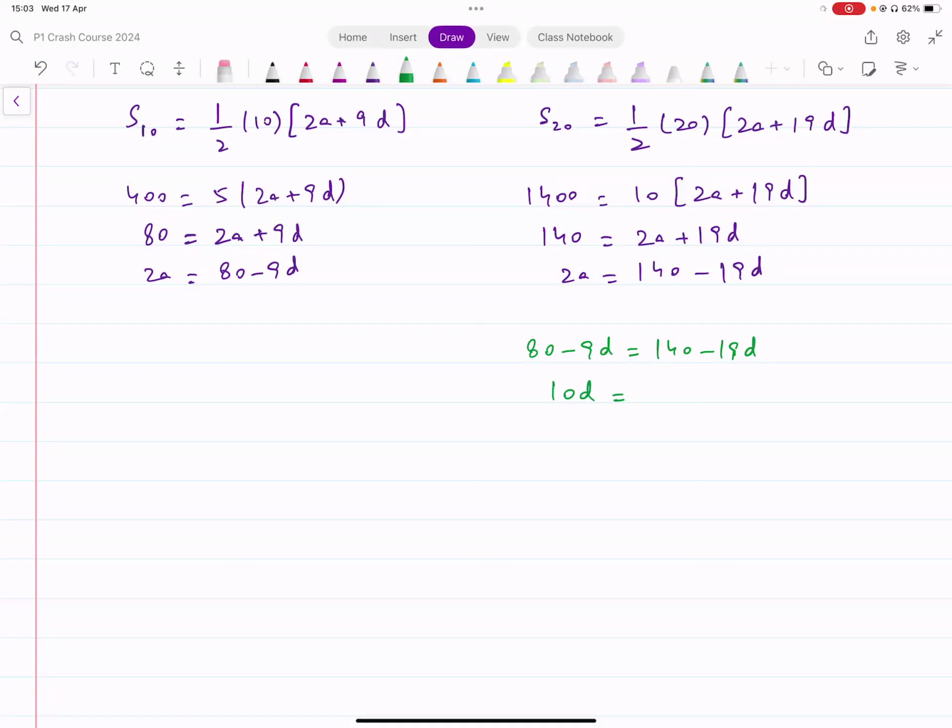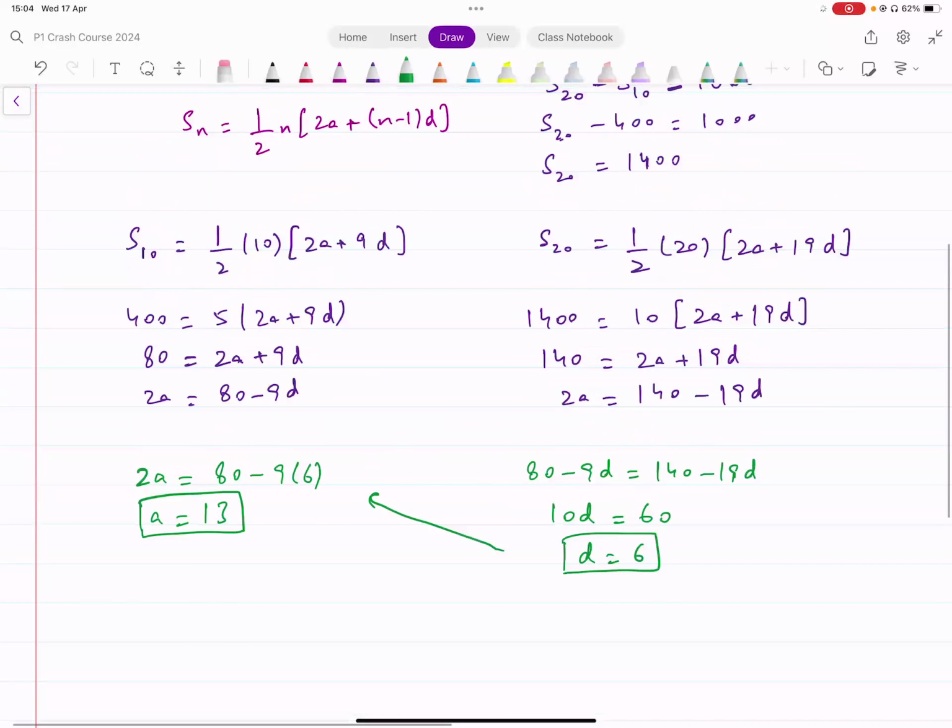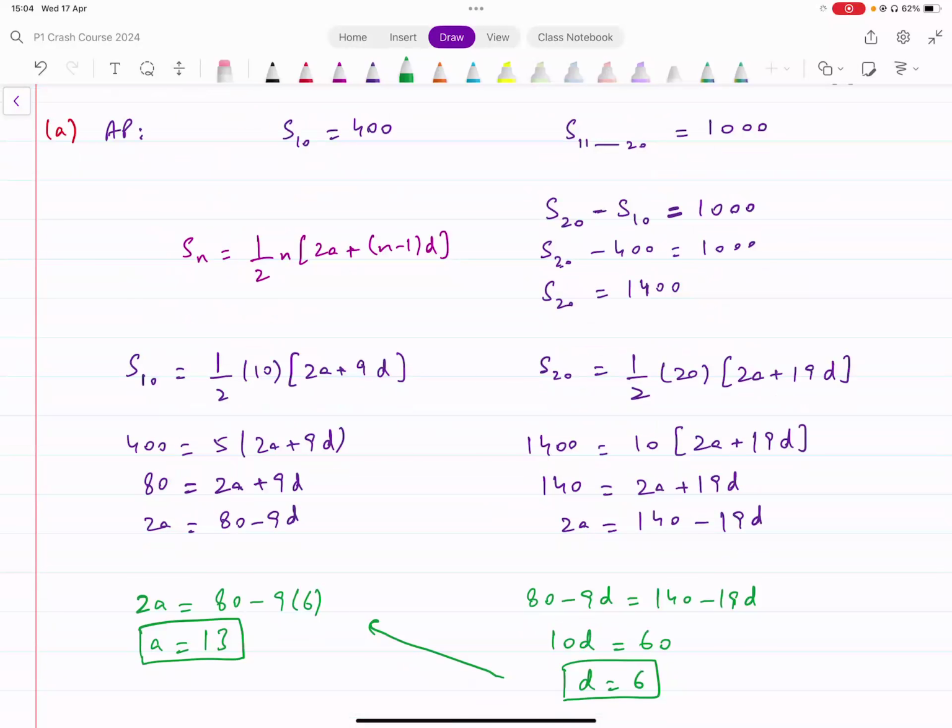10d equals 140 minus 80, that's 60. The difference turns out to be 6. Put this back in any one of those two equations. Let's say here, we get 2a equals 80 minus 9 into 6. And the value of a turns out to be 80 minus 9 into 6, that's 26, divided by 2, 13. The first term is 13. So we have the first term and we have the difference. That's what we were looking for. All right. That was part A.